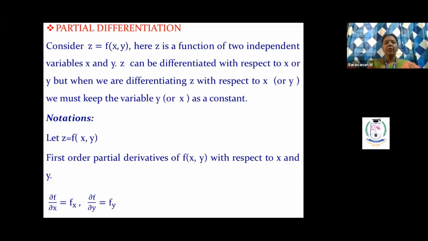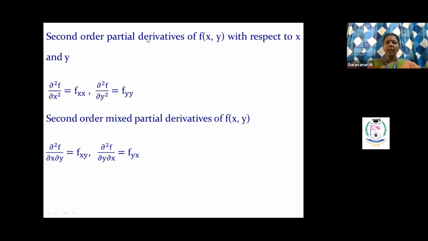Here I have considered the given function z is equal to f of x, y. So z is a function of two independent variables. The variables on the right side are independent variables, and the left side variable is the dependent variable. So z is a dependent variable and x and y are independent variables. So what are we going to do? We are going to differentiate with respect to the independent variables.